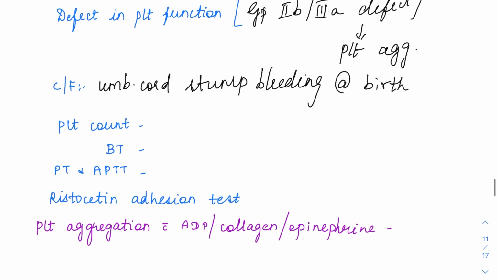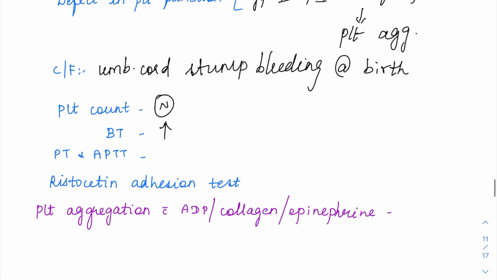So here again, being a platelet function disorder, the platelet counts are going to be normal. Platelet function disease, so BT will be elevated. PT and APTT is going to be normal because no clotting factor deficiency is there. So these three are going to be the same as Bernard-Soulier.